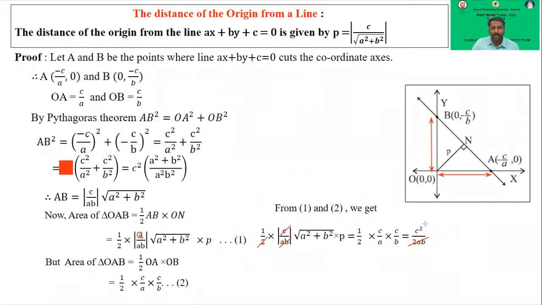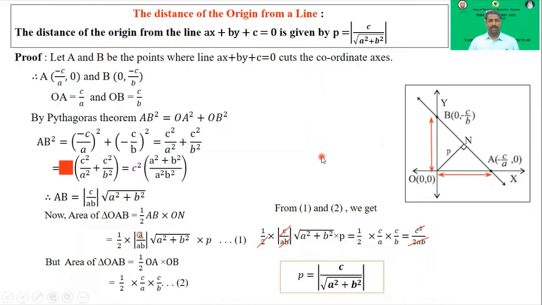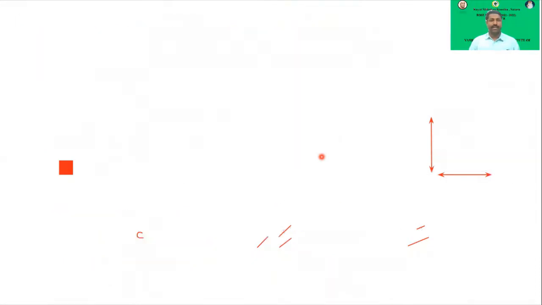Again, c from both sides. Therefore, we are left with p equal to c upon root a square plus b square. So this is the formula. By using this formula, we can find the distance between the line and the origin, that is p: the constant of that line divided by the root of the sum of squares of the coefficient of x and coefficient of y. So this is the formula which gives the distance between a point and a line.